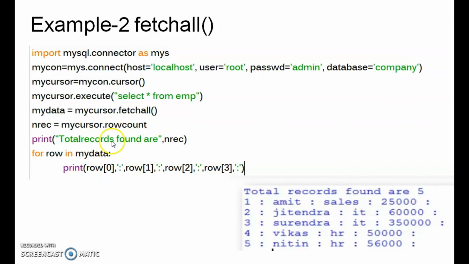Here print the total records. Then after that we use one for loop to print row of 0, row of 1, row of 2, row of 3. After that, one column. So you will get an output like this. Total records found are 5. Then one column, Amit column, sales column, 25,000 column. Okay. After each data, it will print a column.